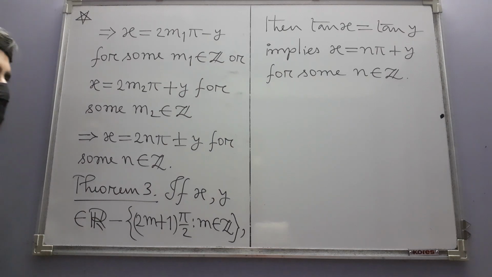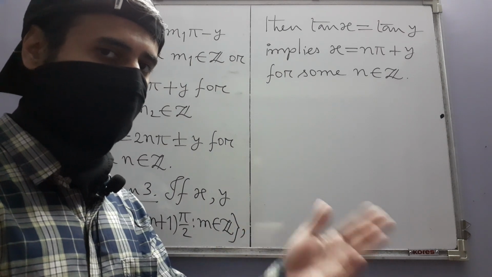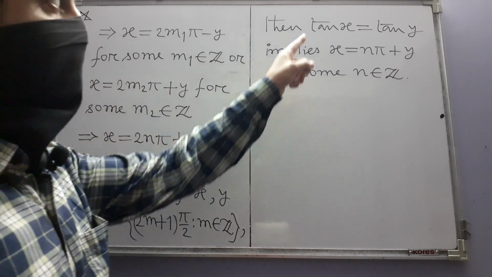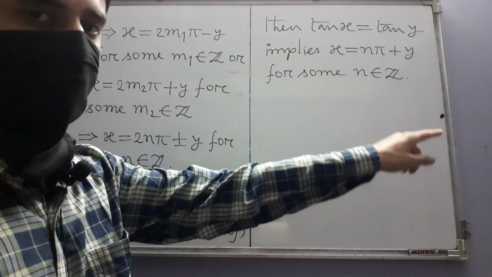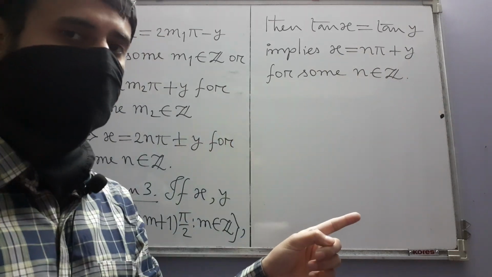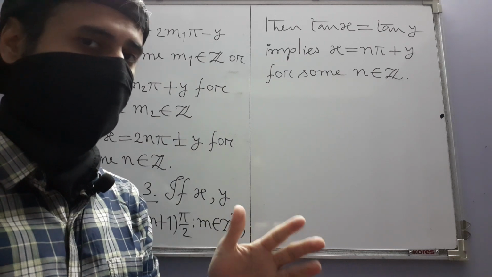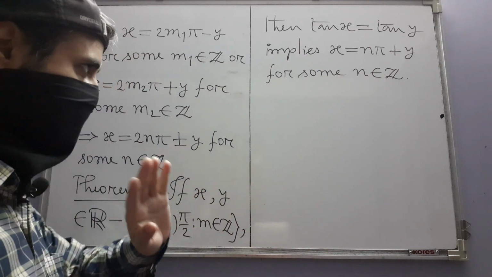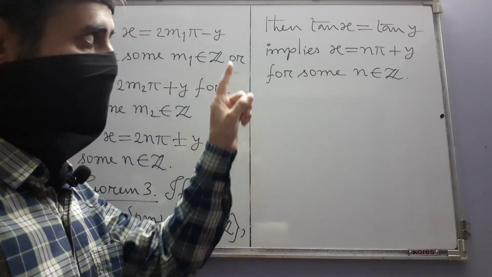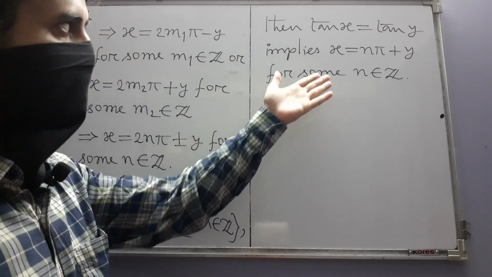Actually, these theorems are telling us one side of a slightly more general statement, namely, not only is this true, that when tan x is equal to tan y, we have this, but the converse is also true. When x and y are related like this, and they are not odd integer multiples of pi over 2, then their tangent values are also equal. That, however, is very easy to verify.